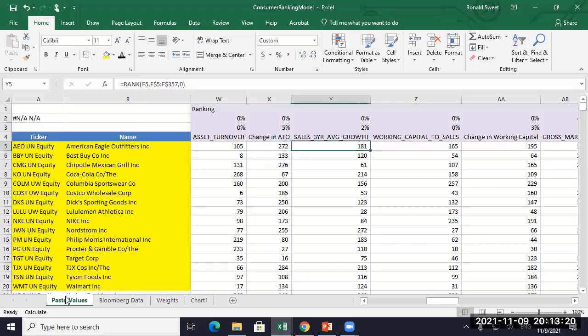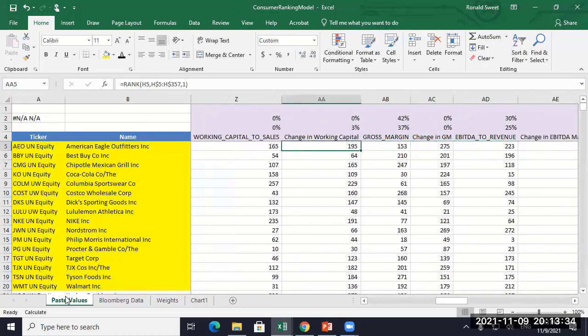Sales growth, they're not all that strong on that, 1/20th. None of your companies is particularly strong on sales growth. Target's in there. Lululemon, good sales growth there. Working capital. Procter & Gamble does really well on that and does really well on the change in working capital.